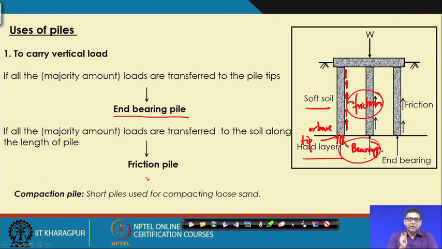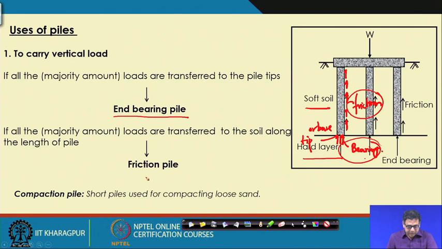So, that means when you apply the load, the pile will get the resistance or bearing capacity from two ways. One is the bearing, that is from the base, another is the friction. Now, if the majority of the resistance is coming from the bearing, then it is called the end bearing pile. If the majority of the resistance is coming from the friction, then it is called a friction pile.